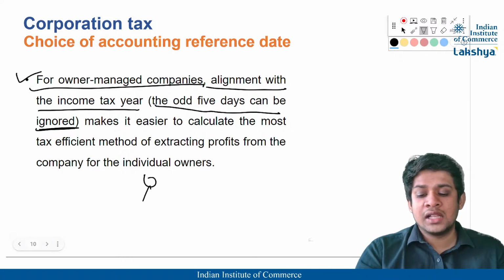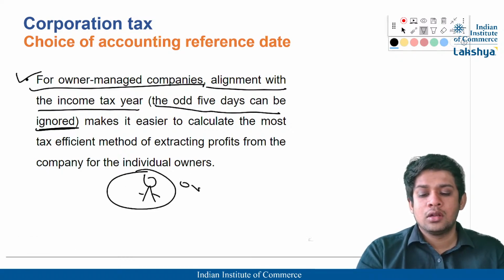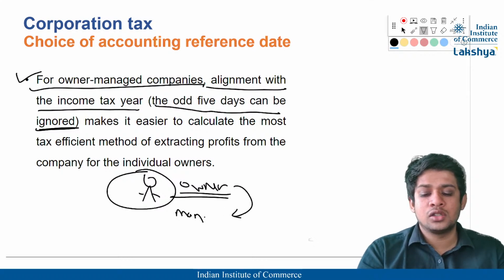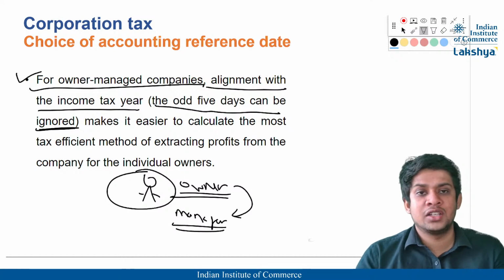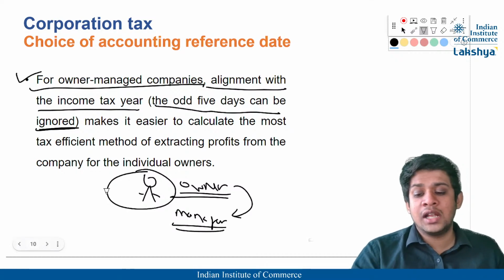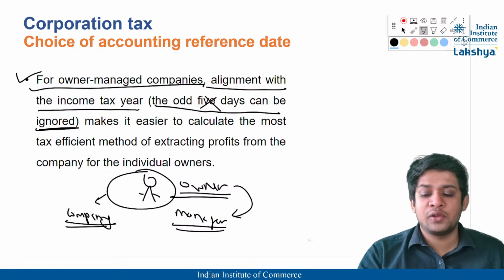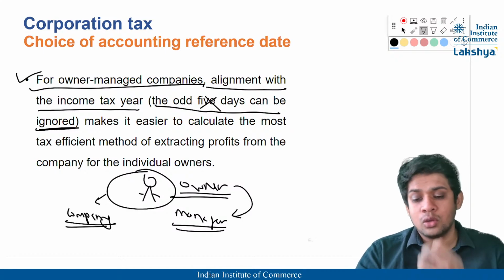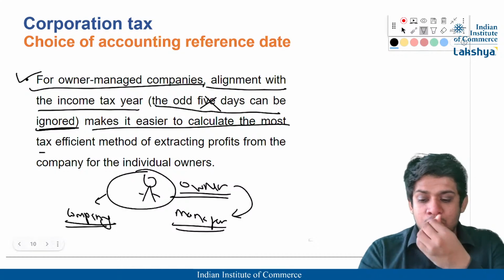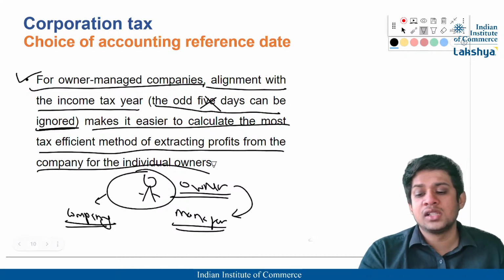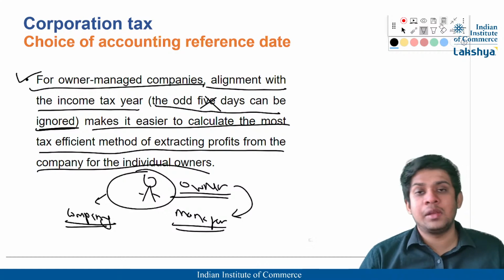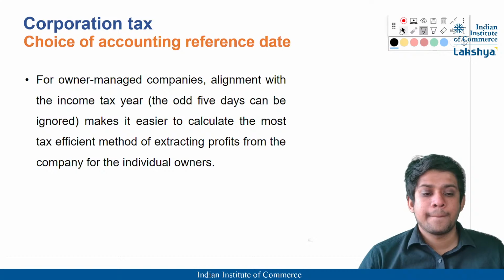Because if there is a single person, there is only just one owner, and he's also the manager, or you can say he is himself managing the whole company. But at the end of the day, it is a company. Okay. So for companies, you have to ignore those odd 5 days. You have to take 1st April to 31st March only. It makes it easier to calculate the most tax efficient method of extracting profits from the company for individual owners. That means it is a solely owned company by a single individual, right?